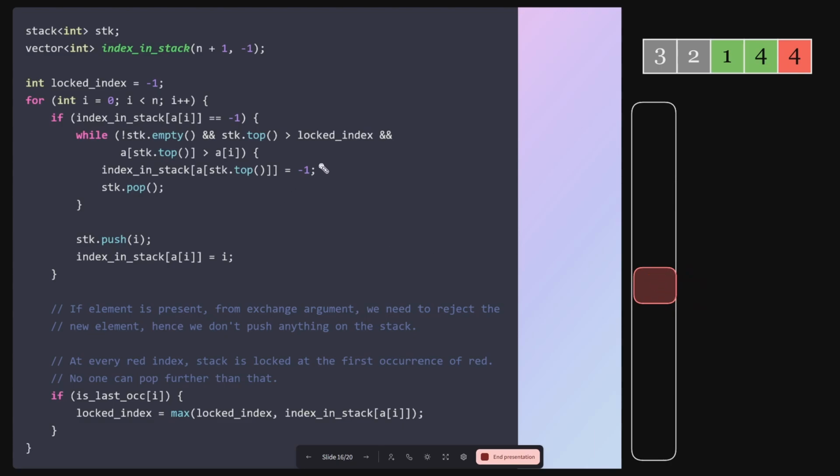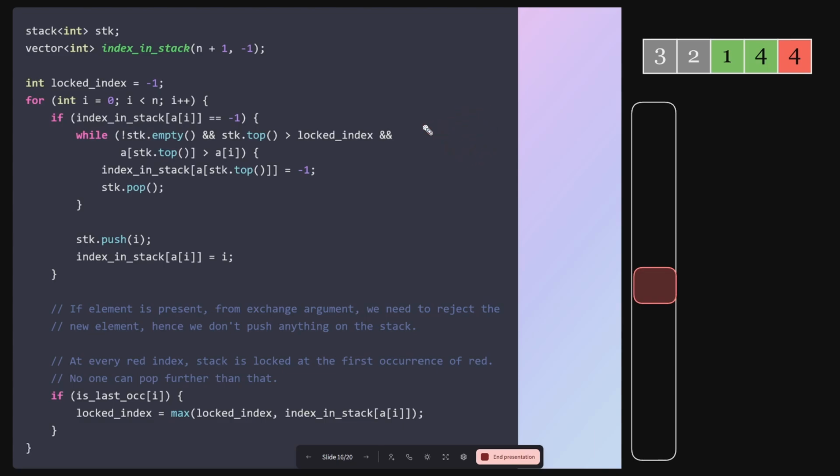And then we remove those elements from the stack and we push this element on top of the stack. Finally, if this element is really a red element, then we need to lock the stack at the position where this element appears. So we simply maintain a variable denoting the position of the locked index in the stack. And just like that, in 5 to 6 lines of code using a stack, you can solve this problem in O(n).